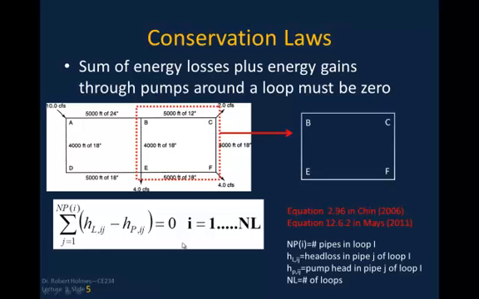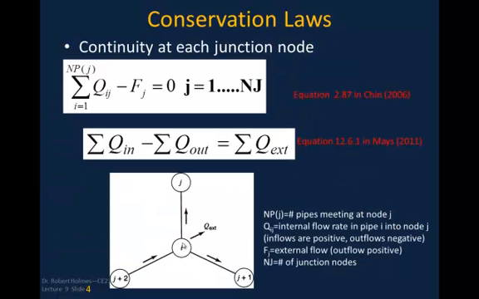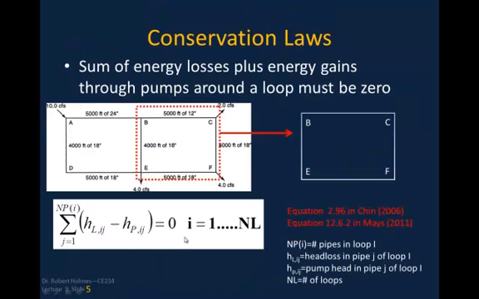All right, so the conservation law is continuing. At each node, the sum of the flows, the inflow and outflow, have to be equal to the external flow. And if we have no external flow in that particular node, that means anything coming in has got to be equal to that going out.